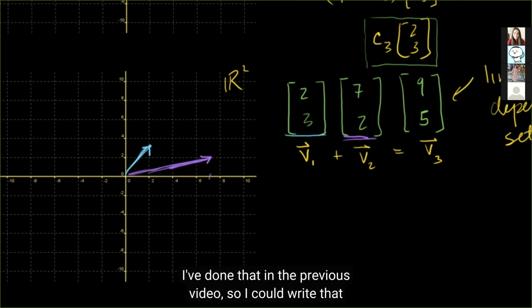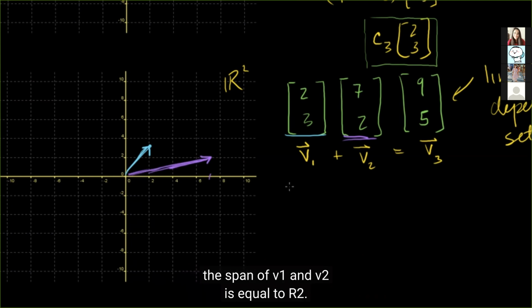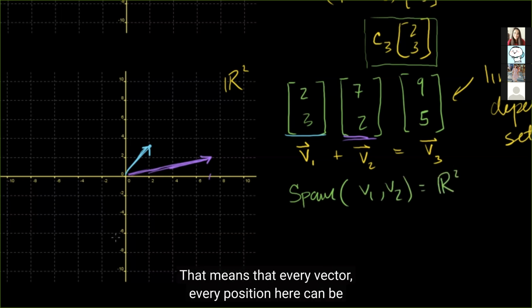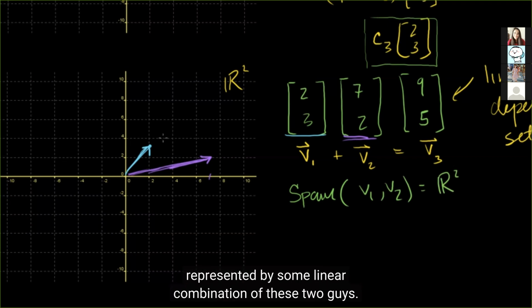So I could write that the span of v1 and v2 is equal to R2. That means that every vector here, every position here can be represented by some linear combination of these two guys.